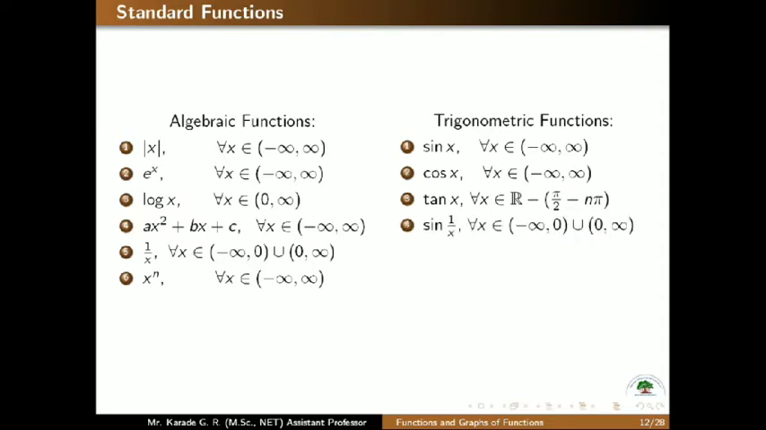So next is the sin 1 by x function. It is defined for all real numbers except 0. The next function is x square into sin 1 by x. For all x belonging to minus infinity to infinity, it is defined for all real numbers. The next function is x into sin 1 by x. It is also defined for all real numbers. So these are the functions which are included in this lecture. Okay, and we see the graph of these functions.